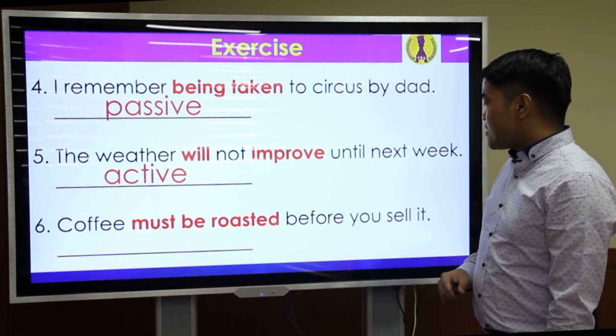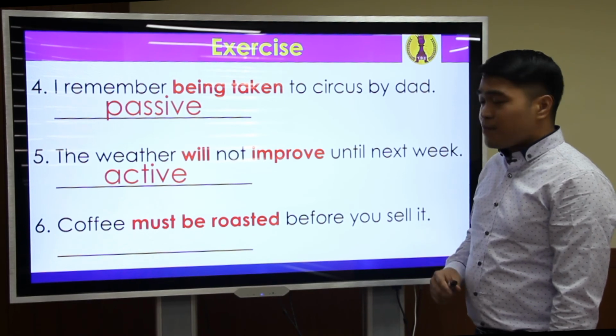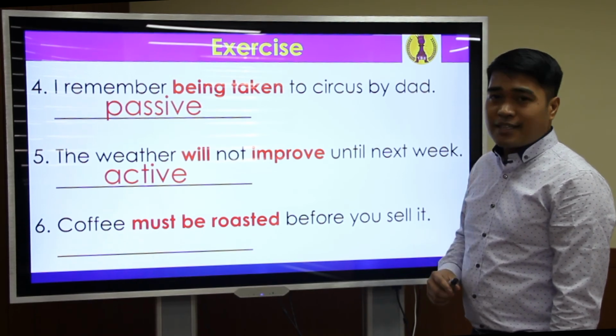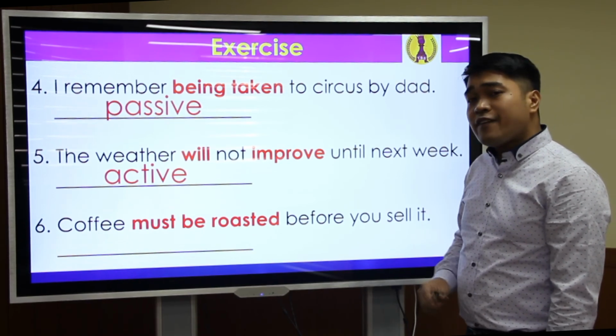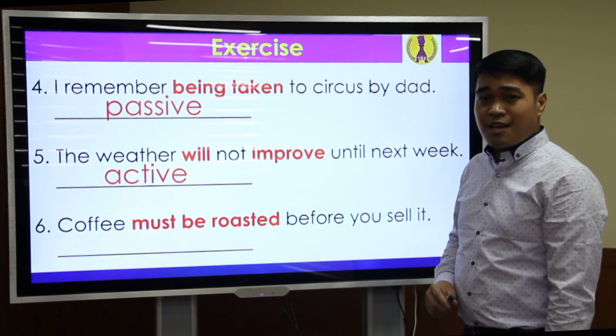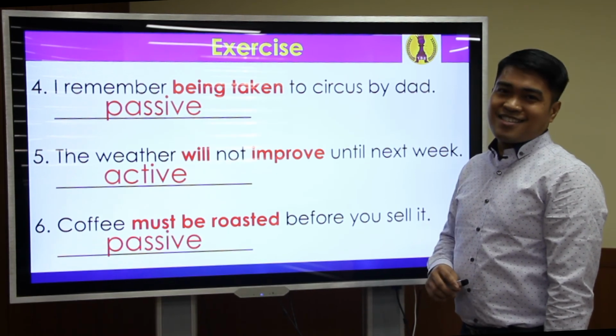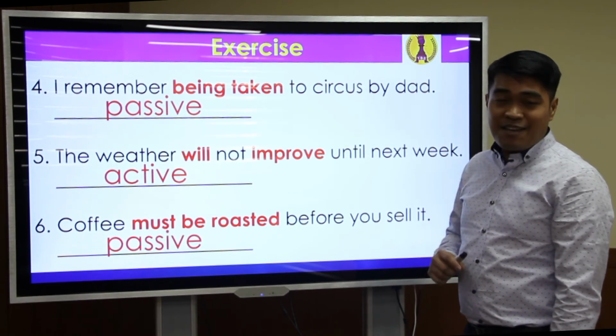Coffee must be roasted before you sell it. Okay? Now, the verb is must be roasted. Subject is coffee. But the coffee cannot roast itself. So, the doer of the action is not the subject. Active or passive voice? Passive voice. Alright? So, I believe you got it.